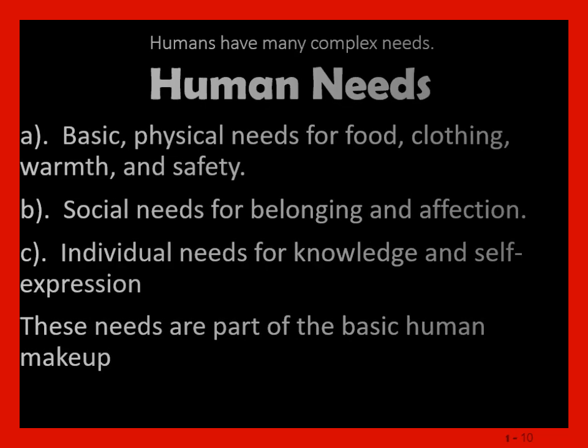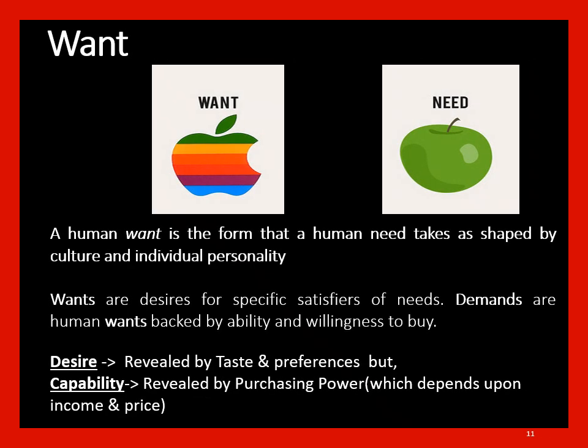We'll talk about want. On your screen you can see an example comparing two products, so-called apple. One depicts a want and the other depicts a need. Need is what we really require. In the second image you can see a fruit apple, whereas the image on the left side is an apple related to the Apple brand. The human want is the form that a human need takes as shaped by culture and individual personality. So want is affected by the culture around us and individual personality.